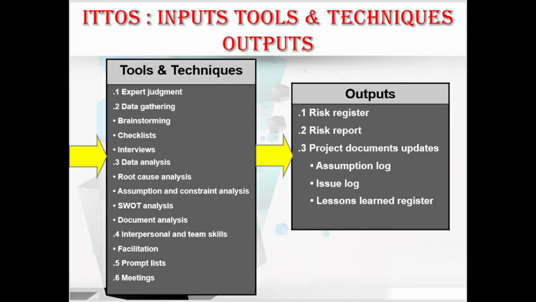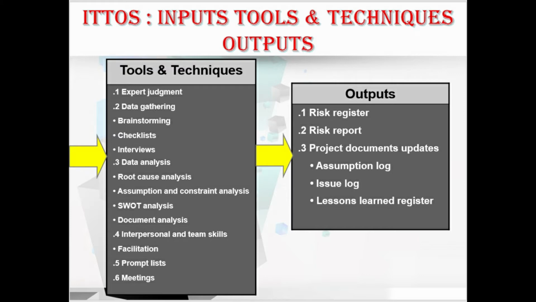Coming to the tools and techniques, we have expert judgment, and data gathering techniques, which include brainstorming, checklists and interviews. We have data analysis techniques, which include root cause analysis, assumption and constraint analysis, SWOT analysis, and document analysis. We also have interpersonal and team skills, that includes facilitation, prompt lists, and meetings. Coming to the outputs, we have the risk register, risk report, and project document updates, consisting of the assumption log, issue log, and lessons learned register. Hope this is an overview of the inputs, tools and techniques, and outputs.